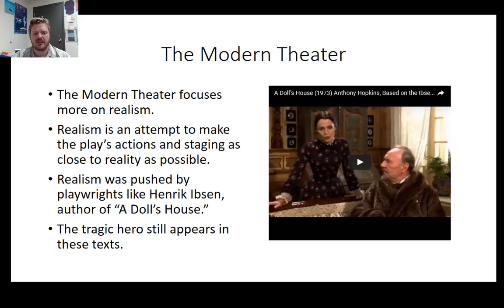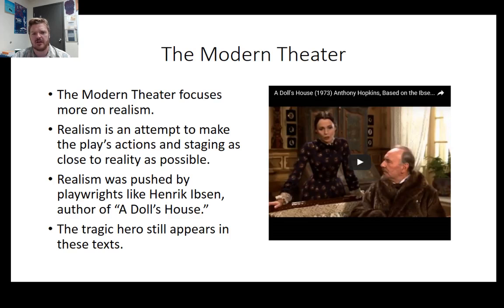Now, the modern theater focuses more on realism. Realism is an attempt to make the play's actions and staging as close to reality as possible. And this is something that Fences does. There's also another play in your textbook that you can read. You don't have to write an essay on it, but if you want to read a really great play, it is fantastic: A Doll's House, with Nora.